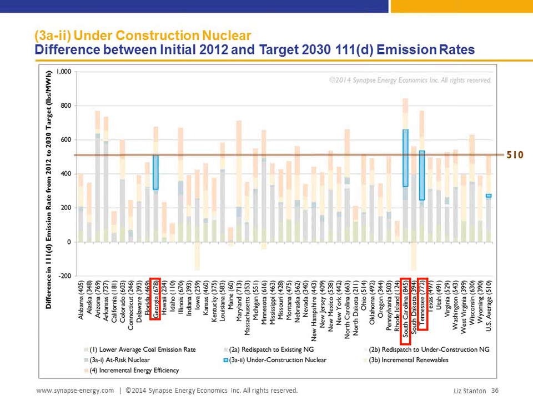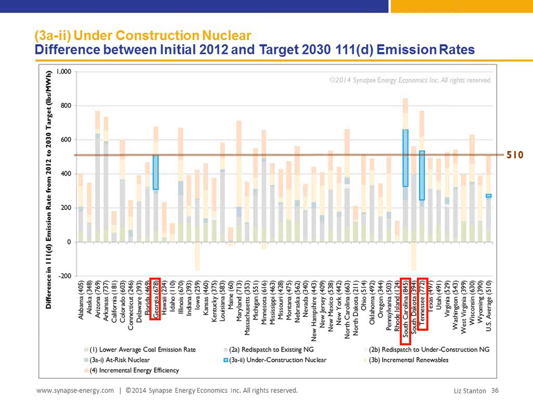This is the second part of the 3A building block, the under construction nuclear. And you can see just 3 states, Georgia, South Carolina, and Tennessee, had nuclear under construction in 2012. For those 3 states, it ends up being a pretty big building block in comparison to their total ask. It's a big contribution to the total amount that's being asked of them for the 2030 target year.